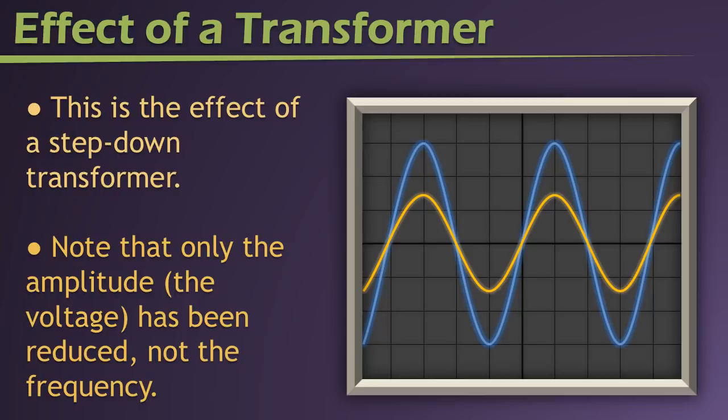Another thing we should note here is that the frequency is not changed by the transformer. That's why all of these peaks and all these troughs, and every time it passes through zero, they all line up with each other, both on the input and the output. The amplitude or the voltage is less, but the frequency remains the same. So depending on where you live, that's between 50 and 60 hertz. So that is probably, I guess, the two things that you should know about a transformer.